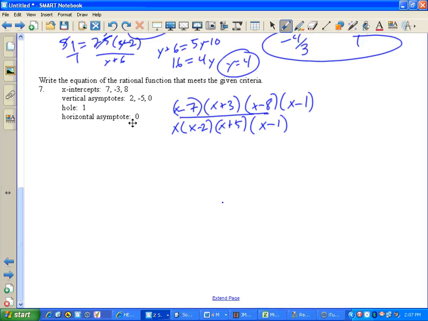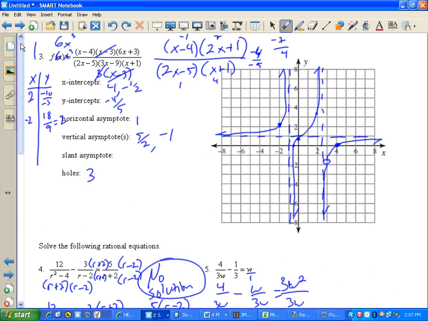I need a horizontal asymptote at 0, which means I need more x's on the bottom than I have on the top. Right now I've got 4 of each. So I can pick any one of these factors on the bottom and just square it or cube it or anything that's going to make me have more x's on the bottom. So I'm going to square this one. Now I've got 5 x's on the bottom, 4 on top. So I have a horizontal asymptote at 0. So that's my equation. That wraps up the practice test.